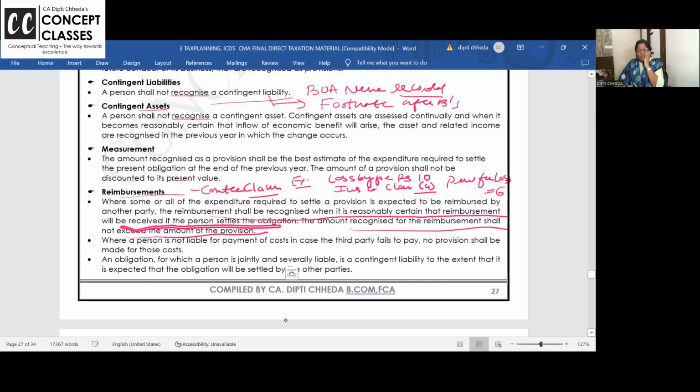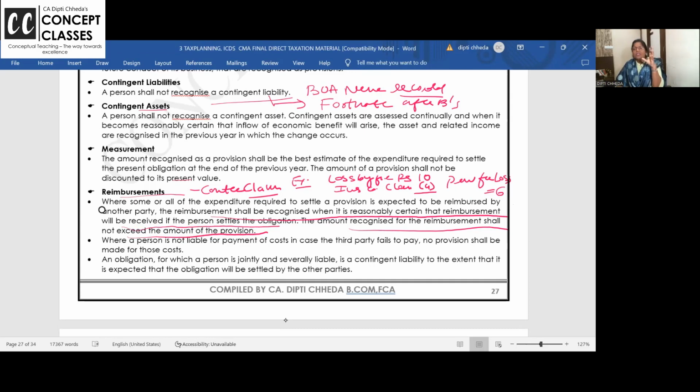Then I have talked about reimbursement. This I want all of you to remember. Whenever we make a provision, we need to take care of reimbursement or counterclaim. Now, what is that? Suppose I have incurred a loss by fire of 10 rupees. I have to make a provision for loss. But I know that the insurance company has verified and is going to give me a claim of 4 rupees. I will make a provision of 6 rupees.